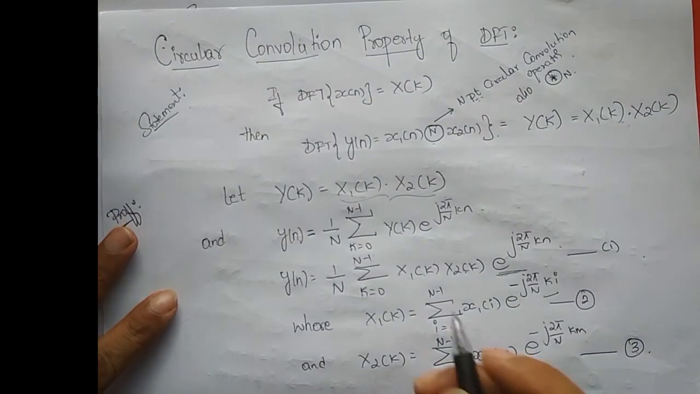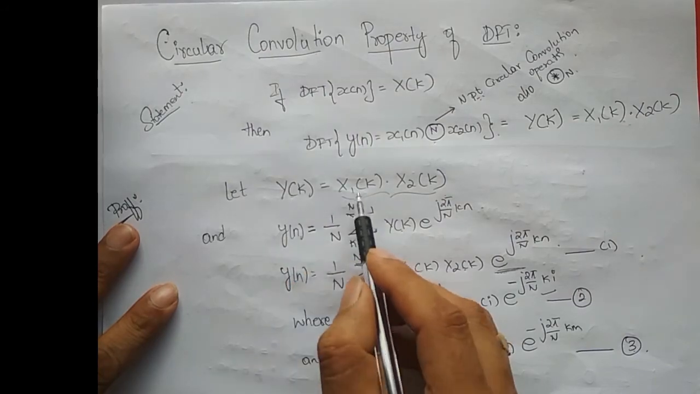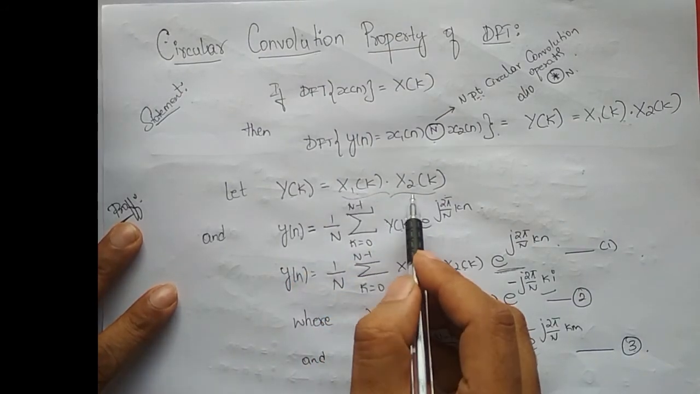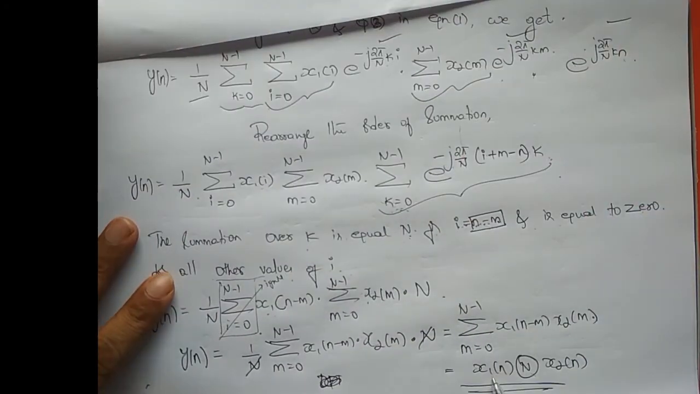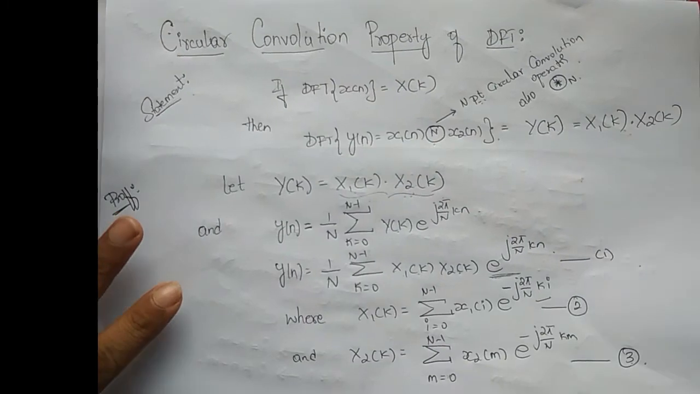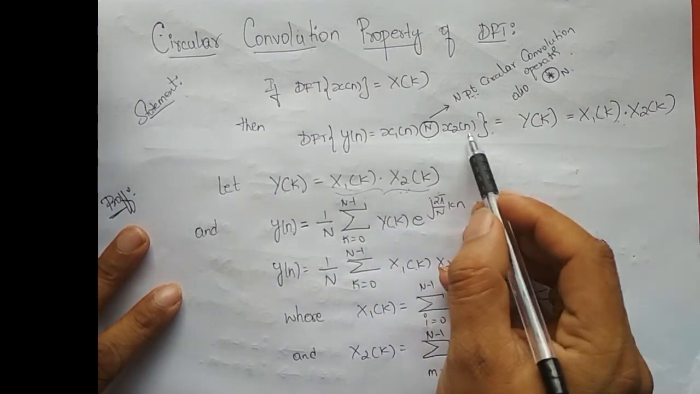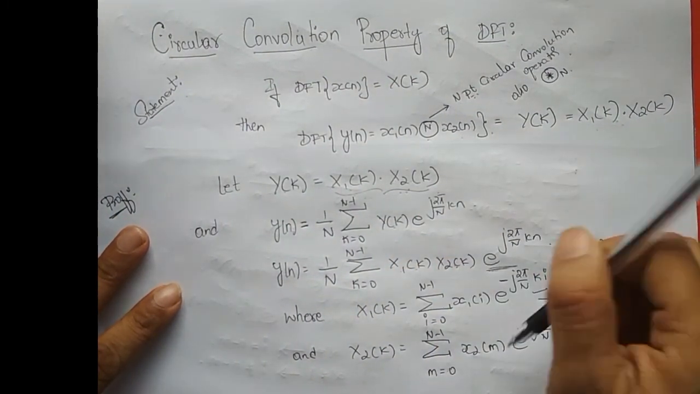So from where we started, Y of k, which is equal to multiplication in the frequency domain, where did we end up? We ended with circular convolution in the time domain, right? And that is what the statement says: convolution in time domain is equal to multiplication in frequency domain.